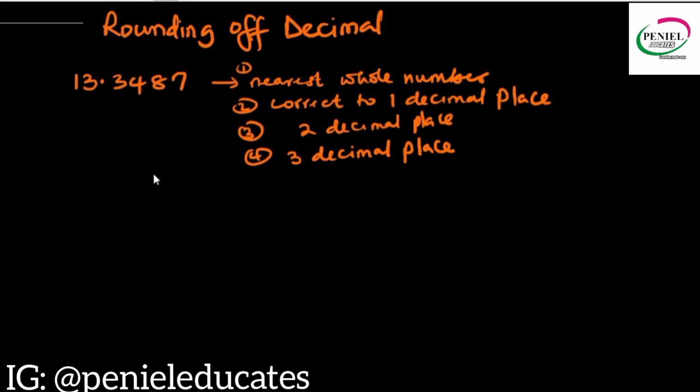All right, so let us look at rounding off decimals. Now, if we are asked to correct this number to a whole number, then correct to 1 decimal place, and we're also to correct to 2 decimal places, and last one to correct to 3 decimal places. Now, when we are talking about a place in decimal, okay, this is a whole number. This particular one is a whole number.